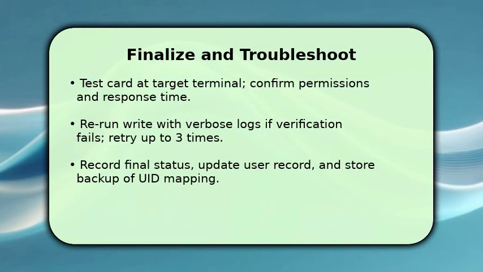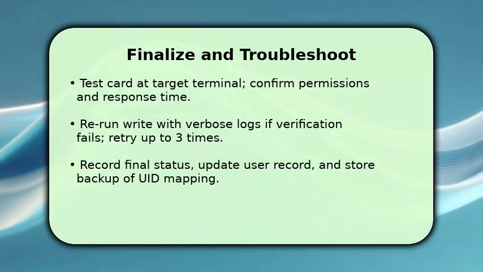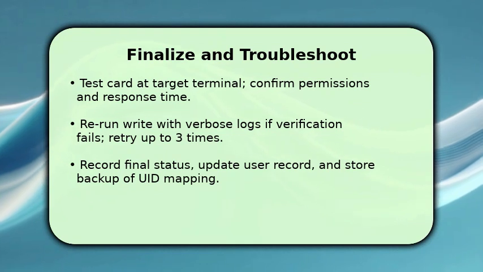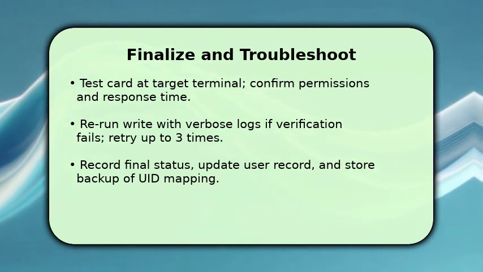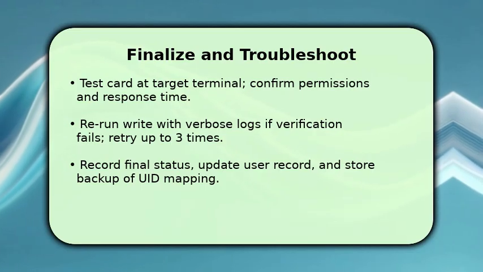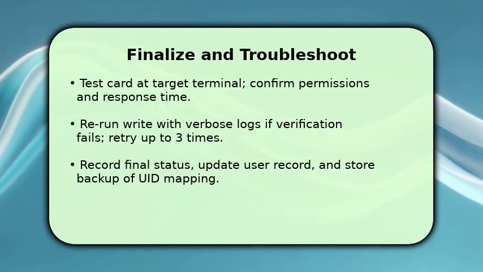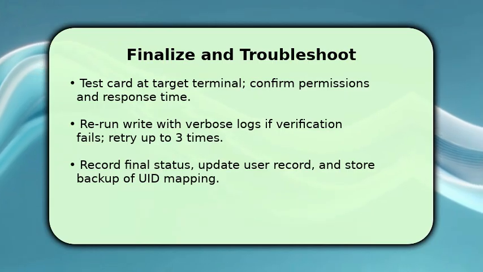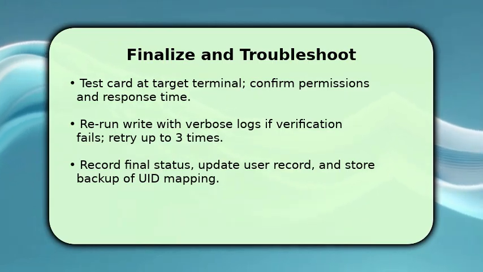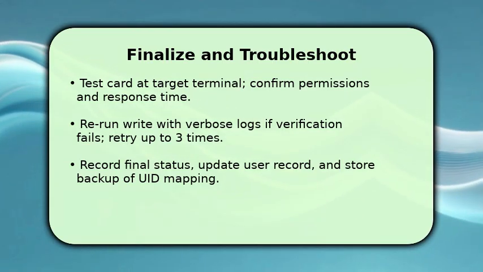Finish by testing the card at the actual reader or door. Tap and confirm the access granted and that latency is acceptable. If verification fails, retry the write with verbose logging, check antenna alignment, and try a different reader. Repeat up to 3 times before marking the card faulty.